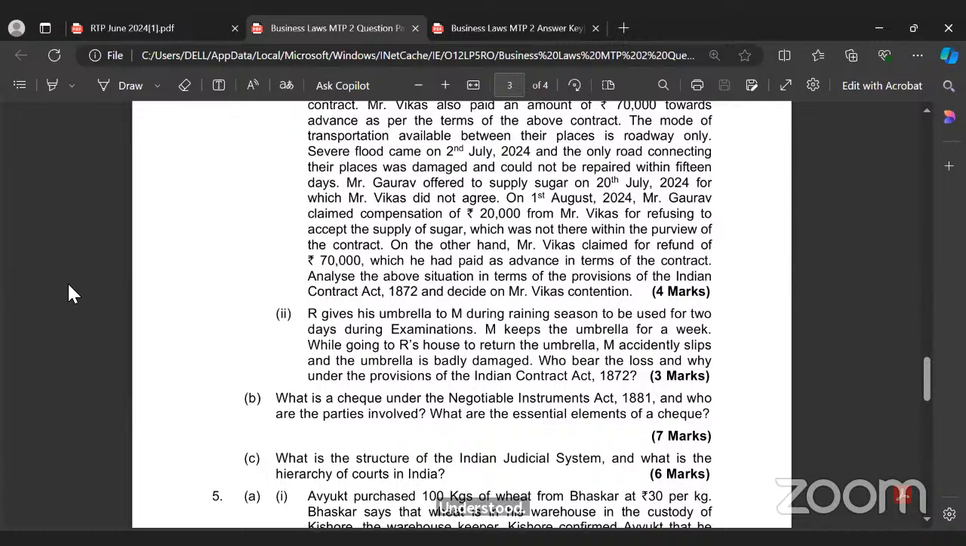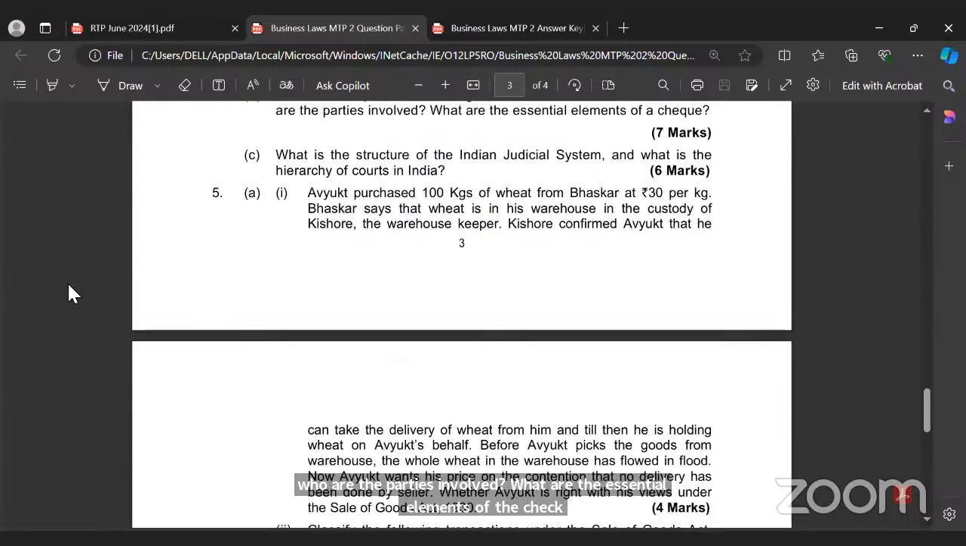B. What is a cheque under the Negotiable Instruments Act 1881 and who are the parties involved? What are the essential elements of the cheque? 7 marks. Okay, good. So 7 marks comes from Negotiable Instruments Act. We'll see how much comes from negotiable, because 6 marks come from LLP always. One question is guaranteed. One question from that law thing, that the duties, that is also negotiable instruments. Generally, 2 questions come, not more than 2. Anyway, we'll check it up.